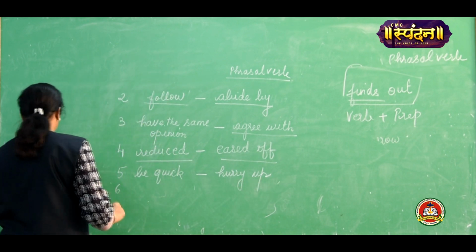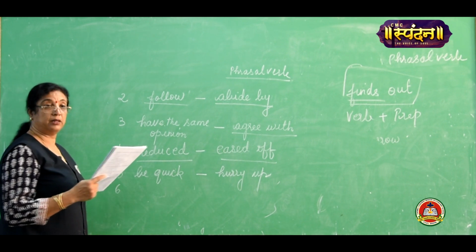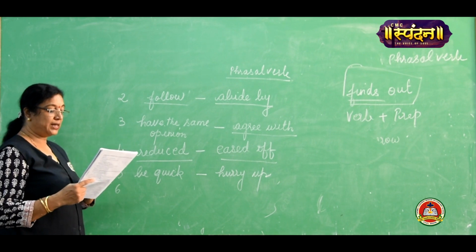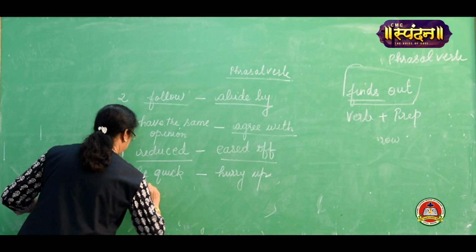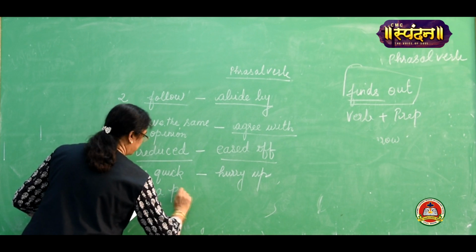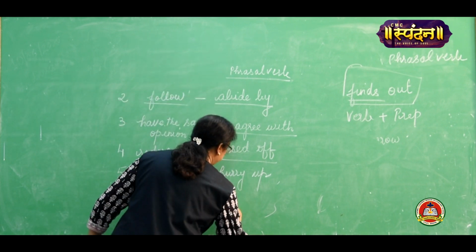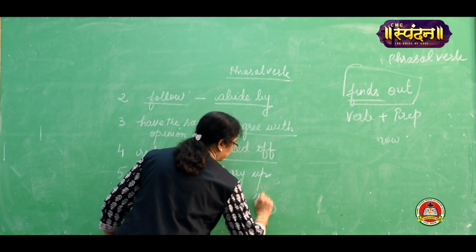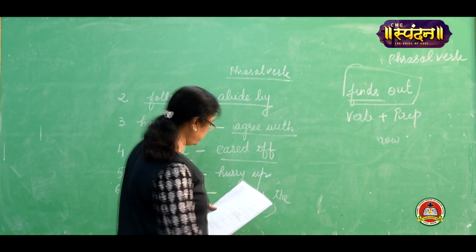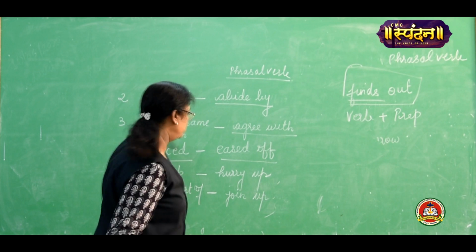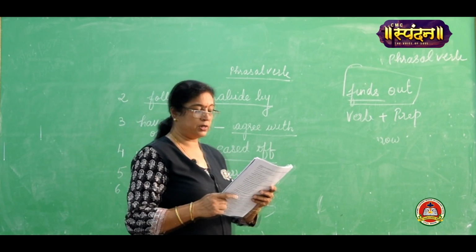Sixth one, Sunita can be a part of the discussion and share her thoughts. Now it's given, join. So Sunita can join up the discussion. So it will be join up. No need to write the word that is given there, so join up. This is the phrasal verb here. I think you all have understood this.